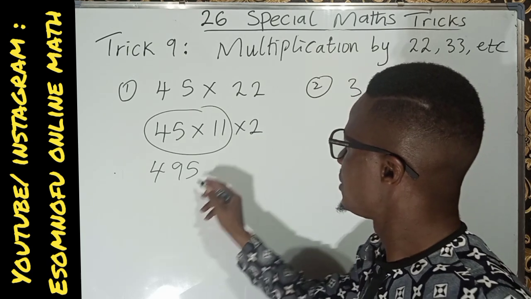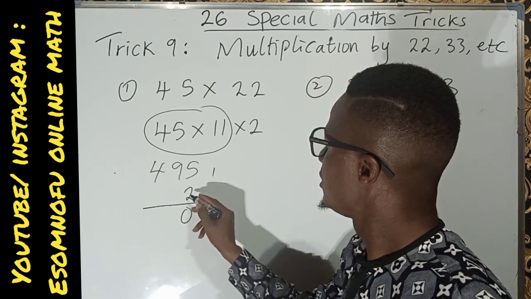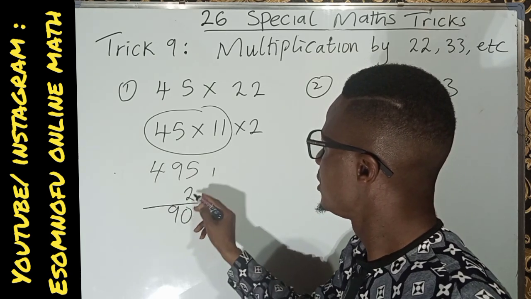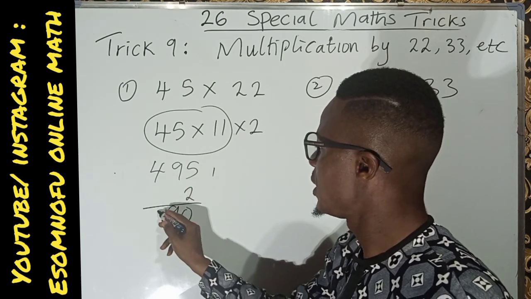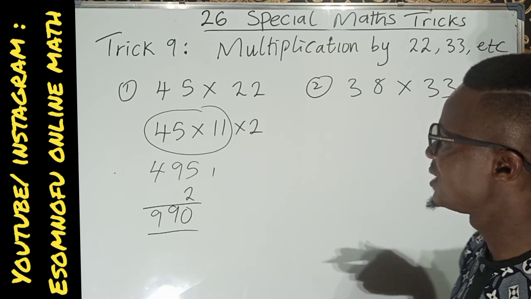Then use 2 to multiply. 2 times 5 is 10, 0 carry 1. 2 times 9 is 18 plus 1 is 19, 9 carry 1. 2 times 4 is 8 plus 1, 9. Therefore the answer is 990 without wasting time.